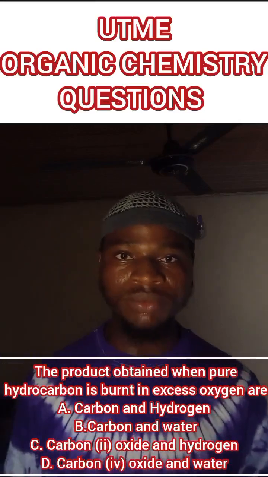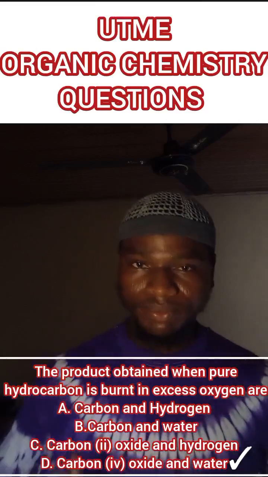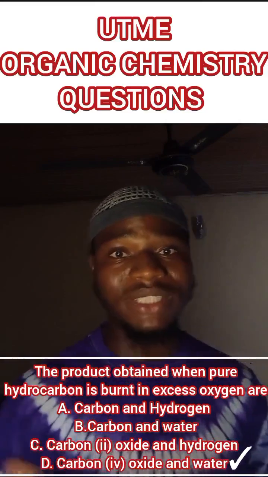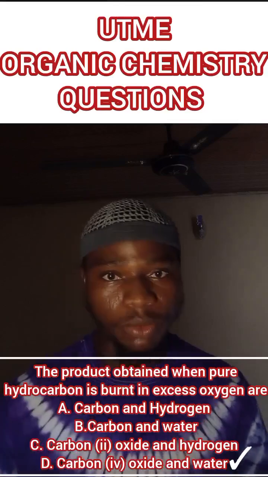What's the answer to this question? The answer is option D. Carbon 4 oxide and water. Take note that when hydrocarbons are burnt in excess oxygen, the product obtained is carbon 4 oxide and water. Are we together? If it is burnt in a limited supply of oxygen, you'll be having carbon, which is soot.